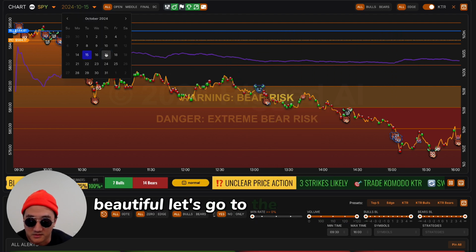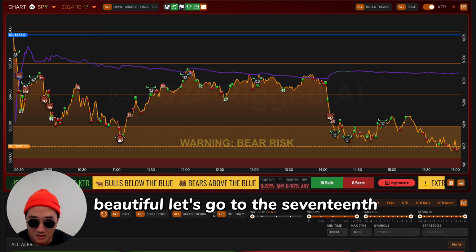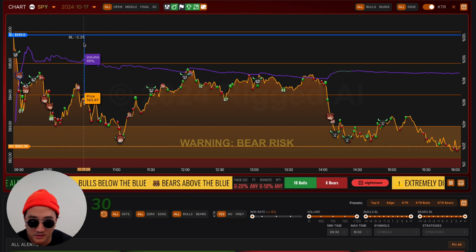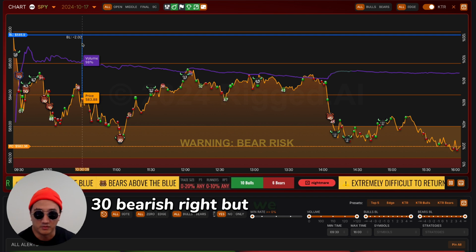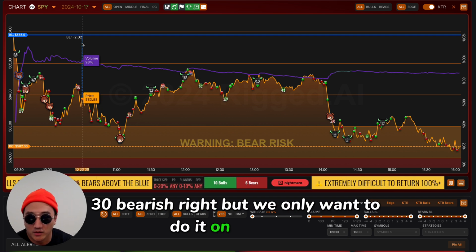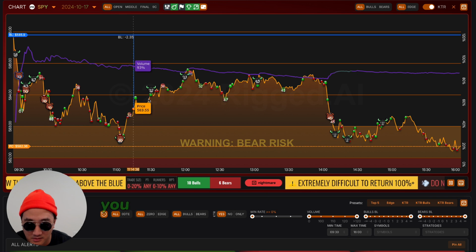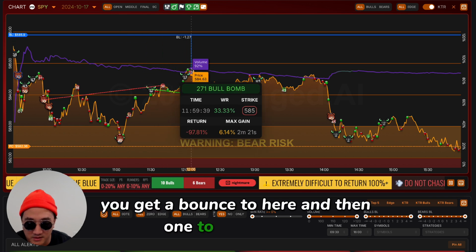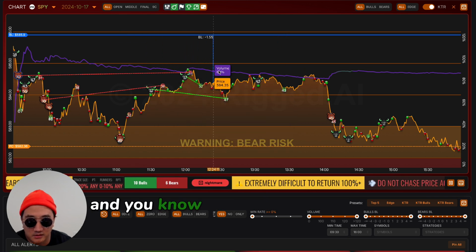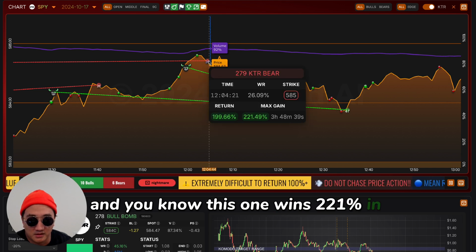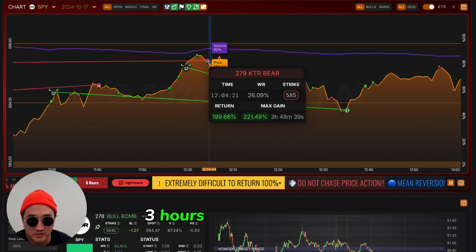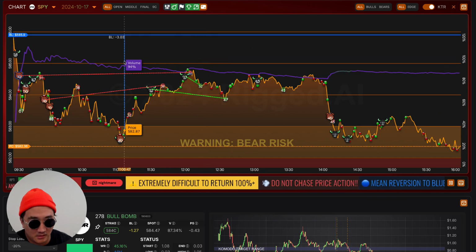Beautiful. Let's go to the 17th. Okay, what do we have? 1030, bearish, right? But we only want to do it on a bounce. You get a bounce to here and then one to here as well. And this one wins. 221% in 3 hours and 49 minutes.